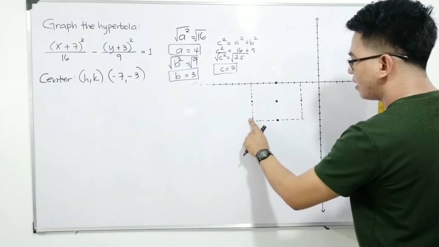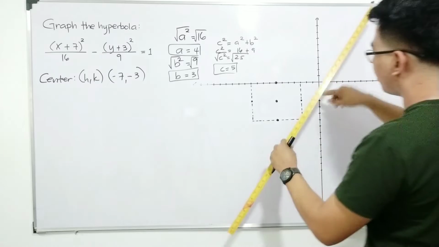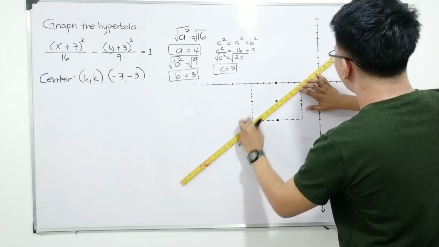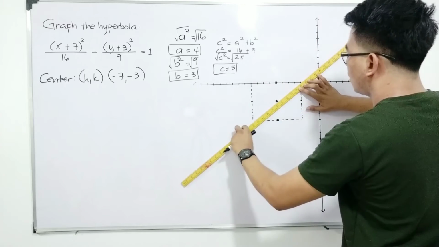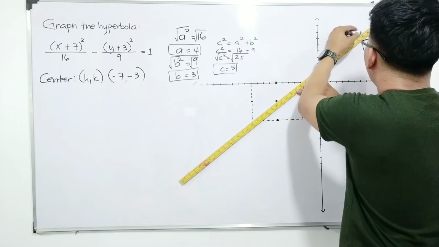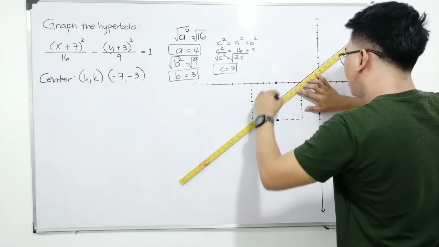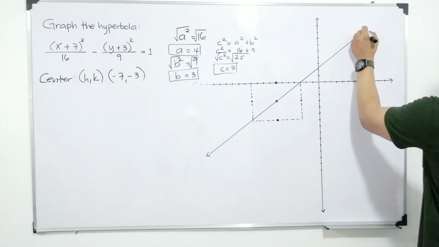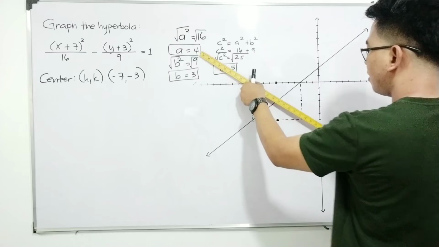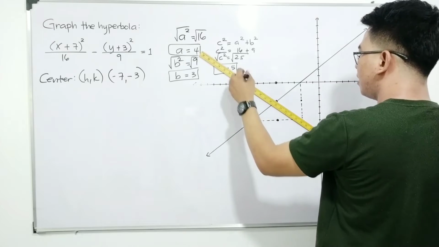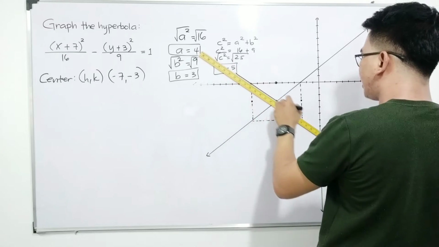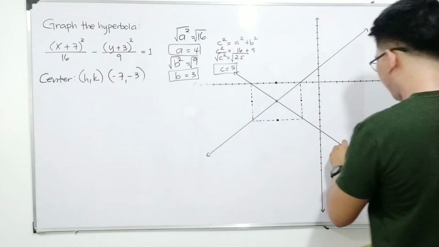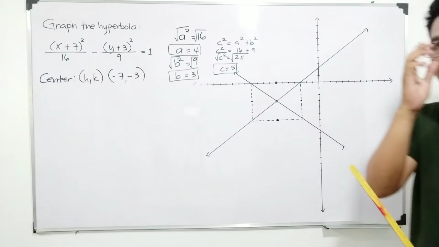Tapos burahin yung sobra. Yan. And connect the corners. Ito yung corners niya. Pwede tayo mag-create na dito ng ating asymptote. Okay. Yan. Tapos, dito naman, yung ating second asymptote na negative yung slope. Medyo kukulangan tayo sa space. Nagamit natin itong part na to. Pero kapag meron kayong space, you can extend that, guys.